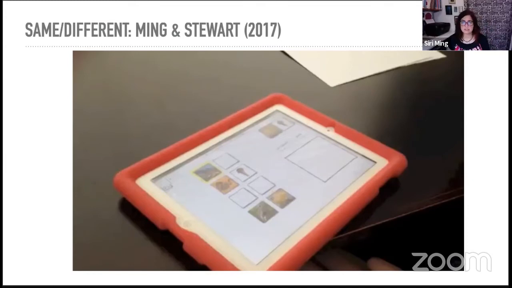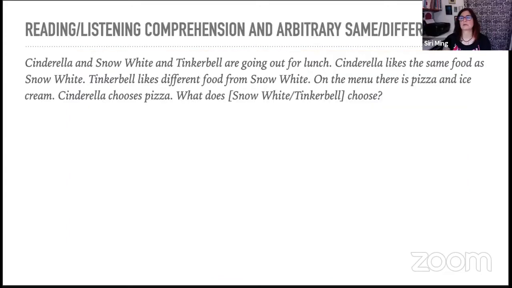And we actually did a little bit of a generalization test with just written out stories as well with this, and we let kids select what characters are going to go out for lunch, and then what do you think should be on the menu, and then we would write out, well, this is the story. Cinderella likes the same food as Snow White, and Tinkerbell likes different food from Snow White, and then they would have to pick those. And we had really lovely results in terms of generalization as well once kids were able to do this skillfully, responding to the pattern, which didn't take that many sessions.